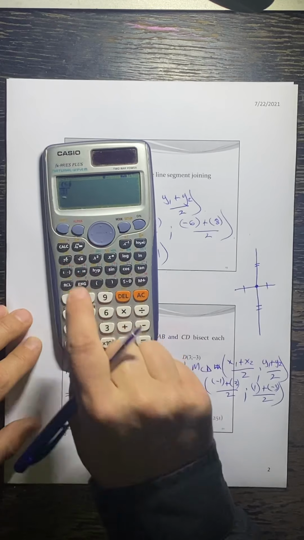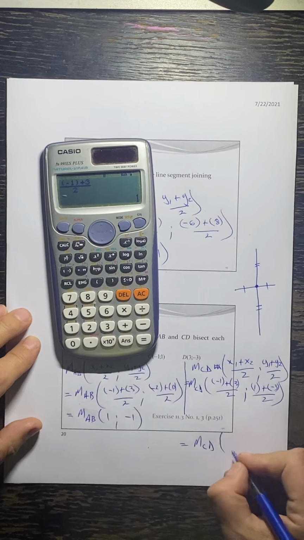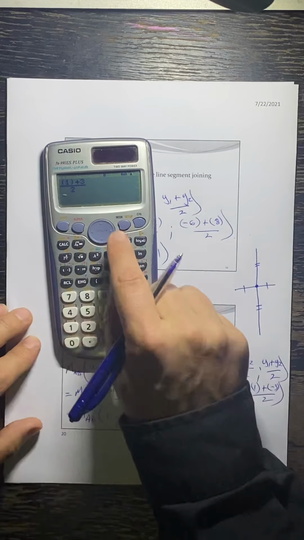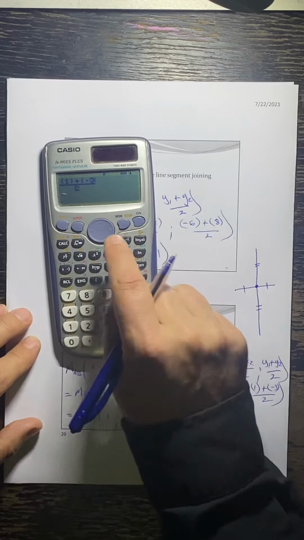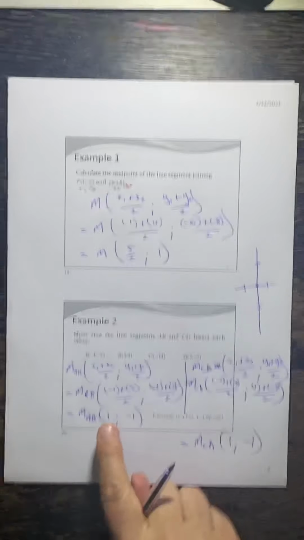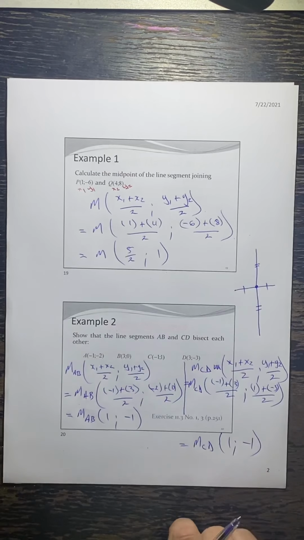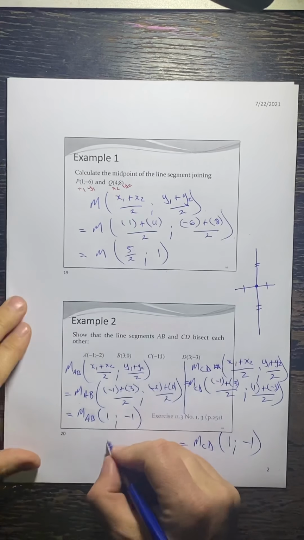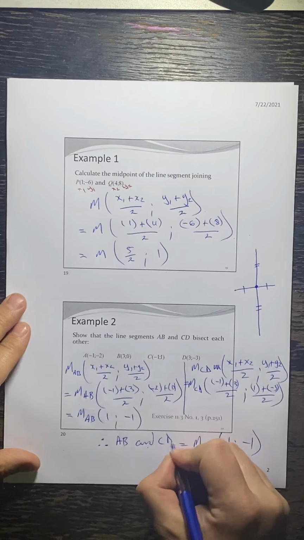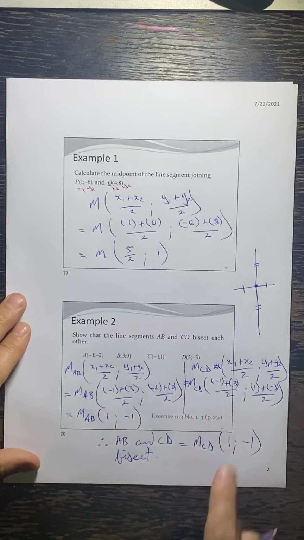we've got minus 1 plus 3 over 2, and we get 1. Then we get 1 plus minus 3 over 2, and we get minus 1. Now, have a look here, guys. The midpoint of AB is (1, minus 1), and the midpoint of CD is (1, minus 1). Okay, therefore they bisect. Therefore, AB and CD bisect, because their midpoints are equal.